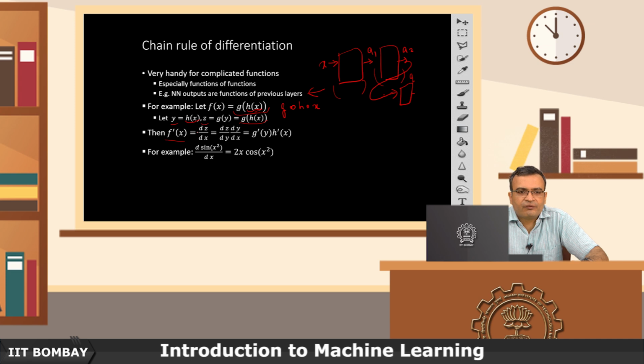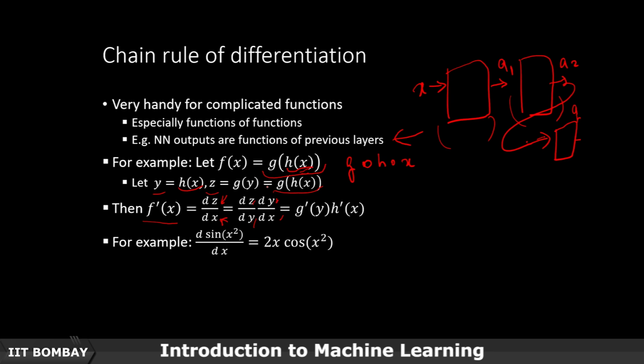So your derivative of f with respect to x is nothing but dz by dx, which by the chain rule of differentiation is going to be dz by dy times dy by dx. These individual derivatives may be simpler to compute, but when you multiply them together you can compute the derivative of a much more complicated function, and we can simply write this as g dash of y times h dash of x, at the point where we are computing.